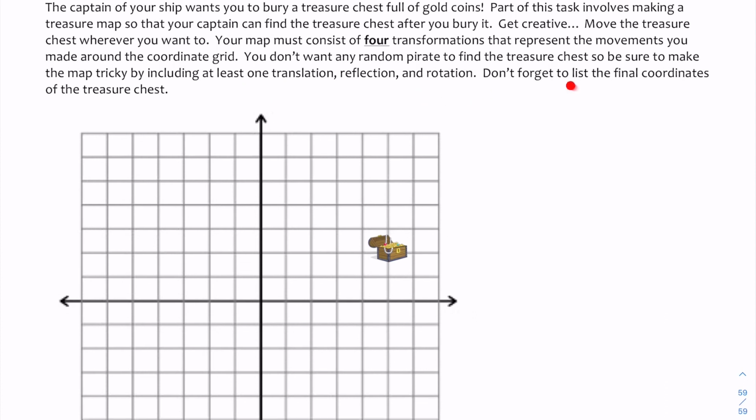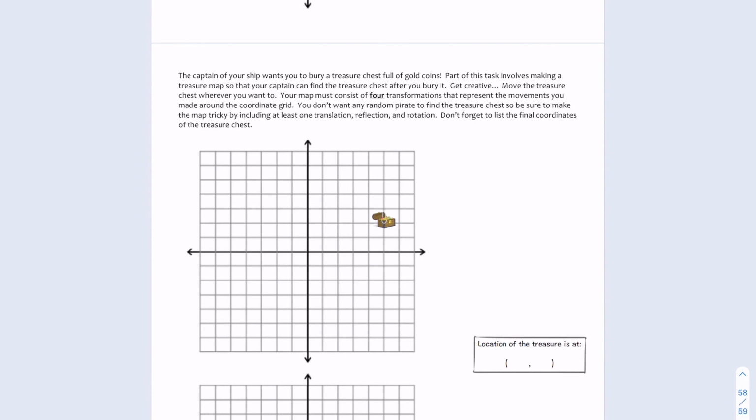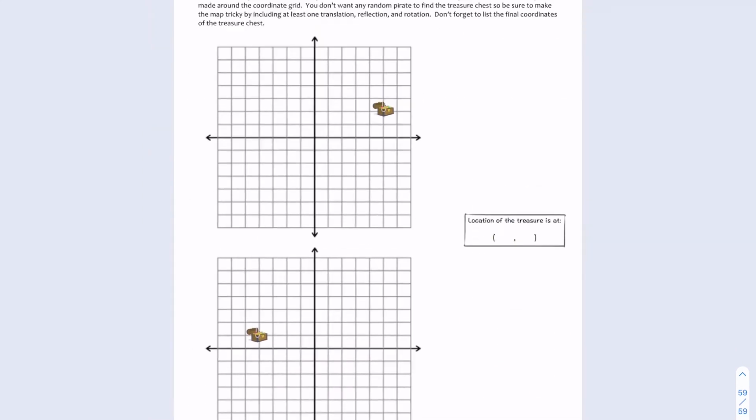Don't forget to list the final coordinates. Okay, so it's up to you how you want to move it. You might want to reflect, then rotate, then translate. Maybe you want to reflect, rotate, translate. If you want to translate, reflect, rotate. It's totally up to you, but write them all out and then put your location in there.